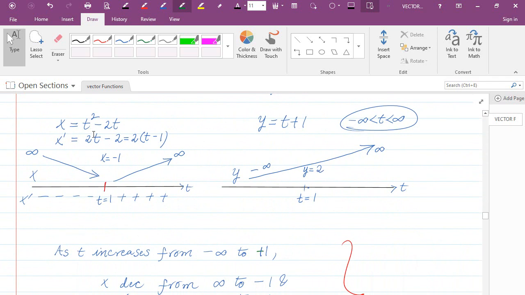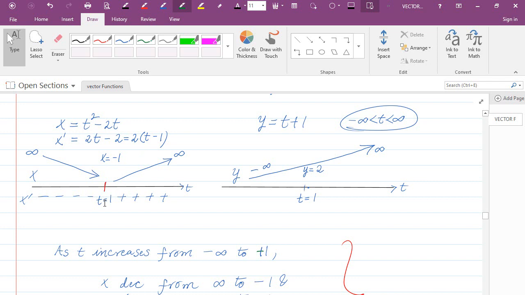So from Calc 1, we know how to find where x is increasing and decreasing as a function of t, and where y is increasing and decreasing as a function of t. So if I look at x, x is t squared minus 2t, so its derivative would be 2t minus 2, or 2 times (t minus 1). And the derivative would be 0 when t is 1. And when t is 1, the x value would be negative 1.